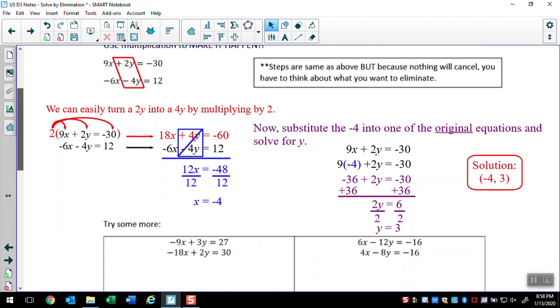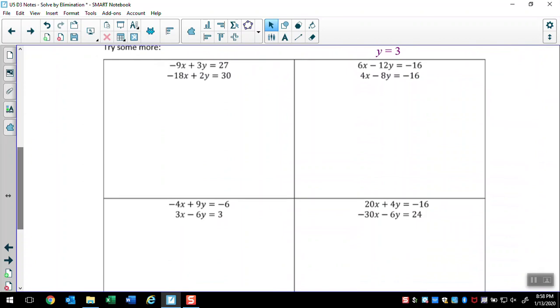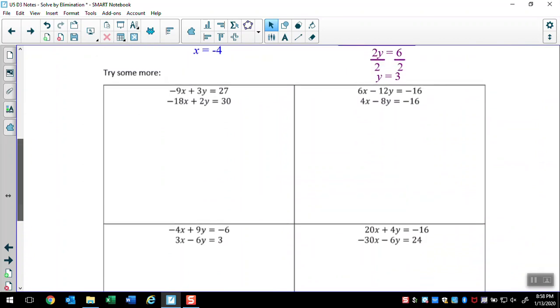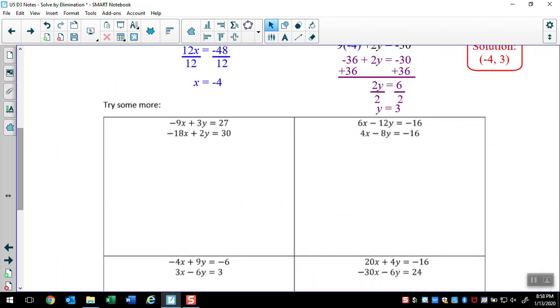All right, let's try a couple more together, and then you're going to have 2 to complete on your own. All right, so when we look at this one here, I'm going to check out my variables to see which one might be easier to eliminate than the other. So I notice with the x's, they're both negatives. I notice with the y's, they're both positives. So I don't have any opposite operations or signs happening.